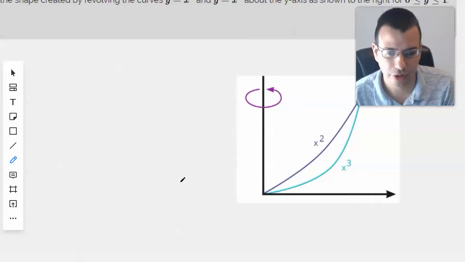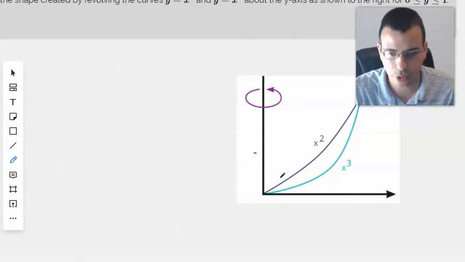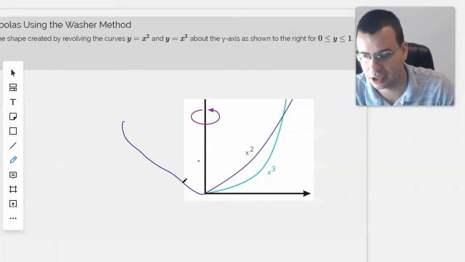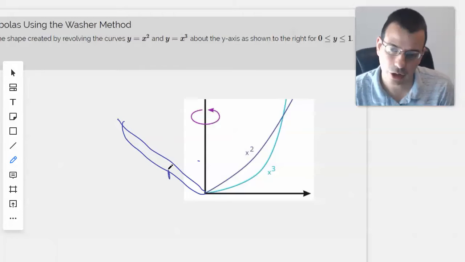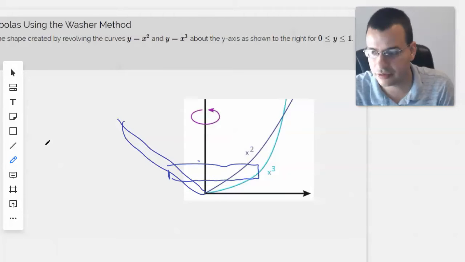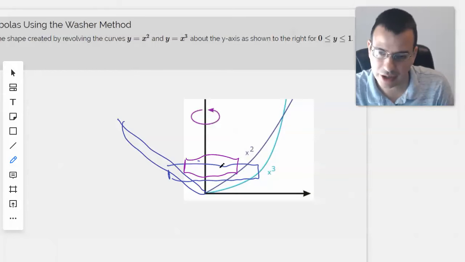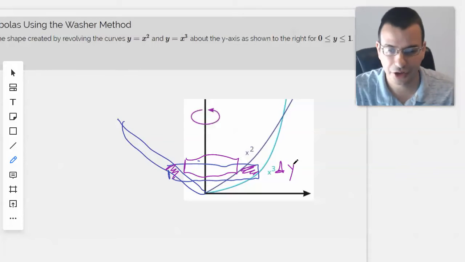So this is going to be revolved about the y-axis. So I have something kind of like this. I know it's terrible, but the same thing is here, just reflected over. And then we will find the area of one disk, and we'll subtract out of it the area of the interior disk, like so. And that will leave us with just this area right there. And this is going to have a thickness of delta y.